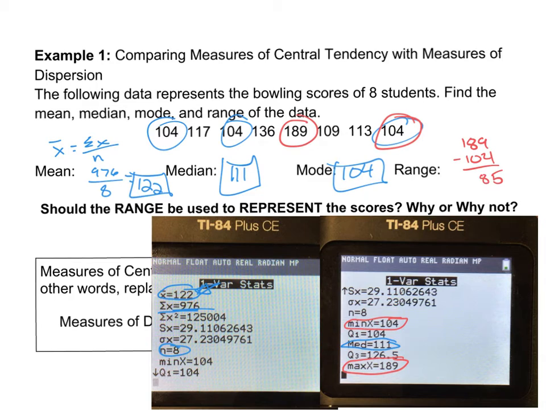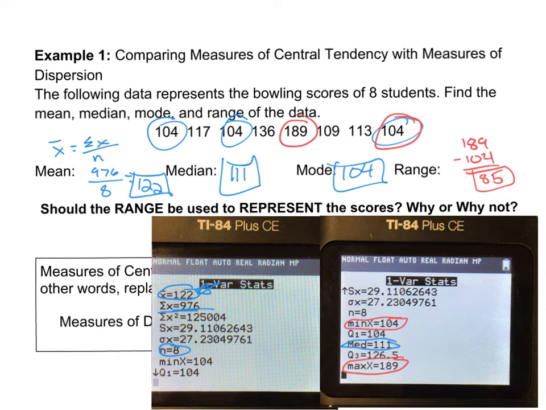Because what the range is going to tell us is just a distance, or just a number that represents from your lowest to your highest value. Basically showing us that it's 85 apart from the minimum value to our highest value.